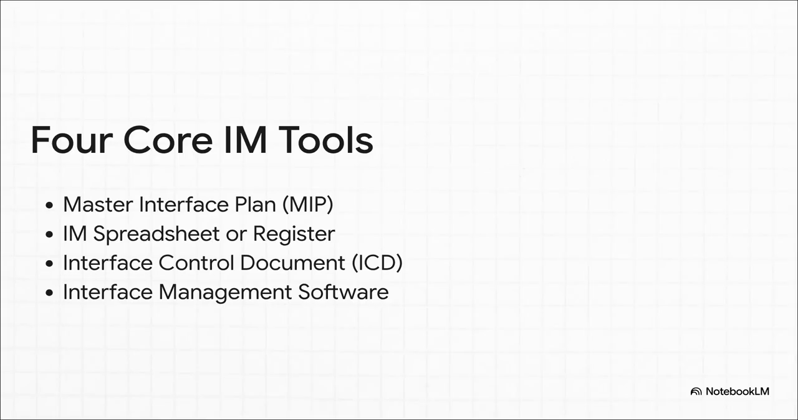So there are 4 core tools in this kit. First up, you've got the Master Interface Plan, or MIP. Think of this as your high-level game plan, your strategy. Then, for the day-to-day tracking, you can start simple with an ISM spreadsheet or a register. Nothing fancy, just gets the job done. When you need to get granular on one specific interface, you'll use something called an Interface Control Document, or ICD. And finally, for the big leagues, when your system is really mature, you can bring in dedicated interface management software to automate the whole shebang.